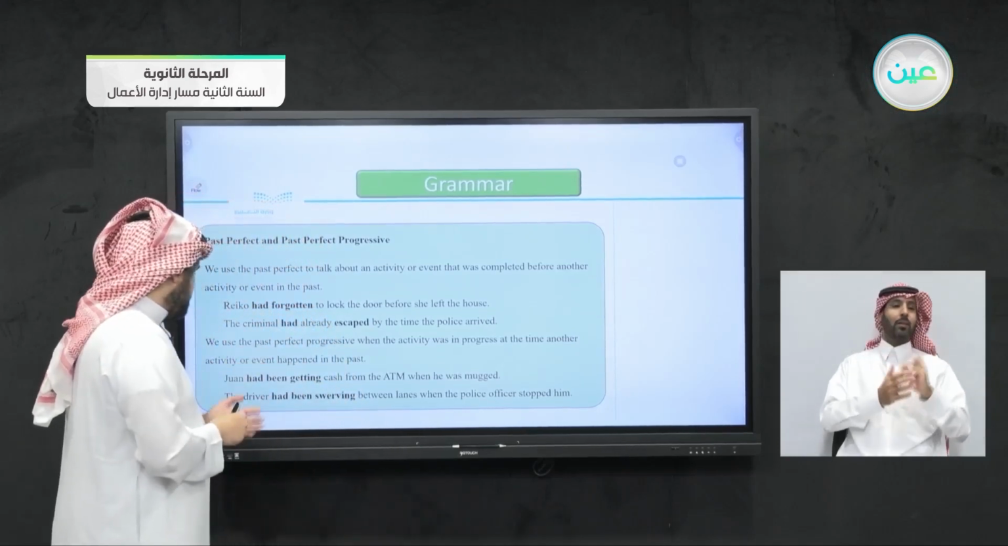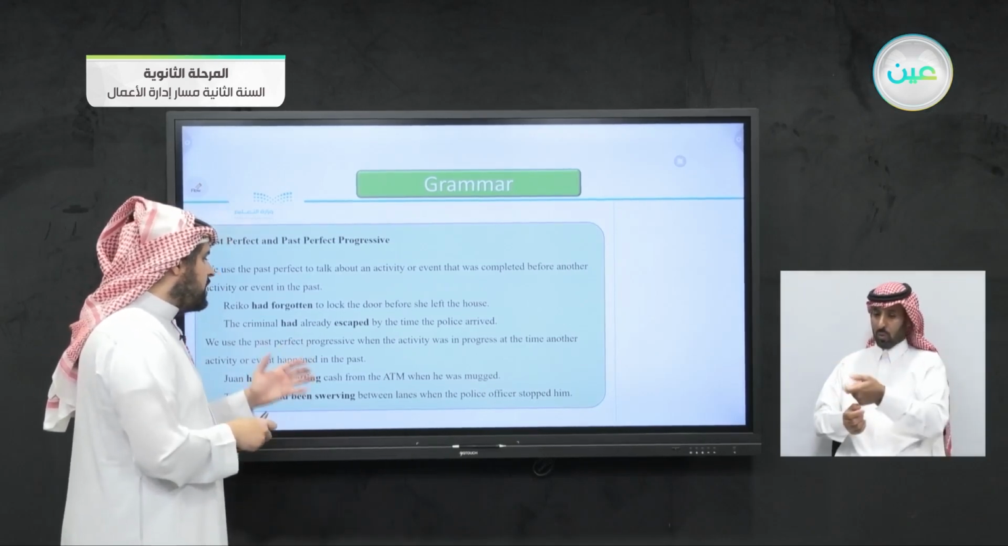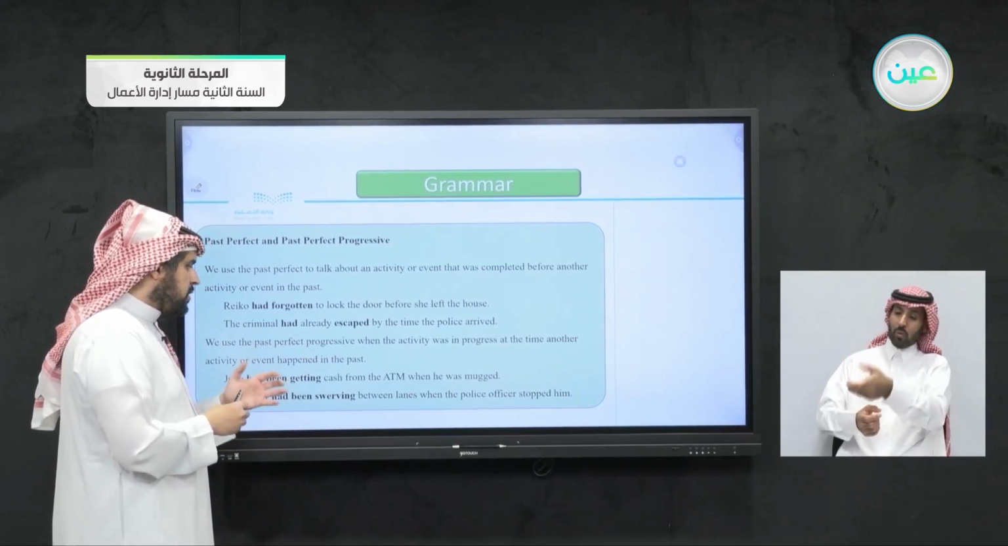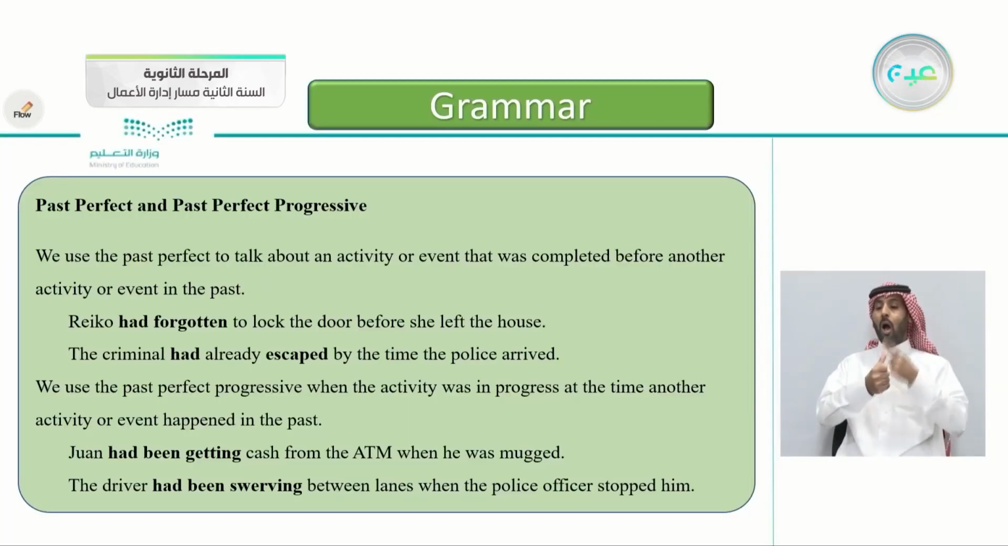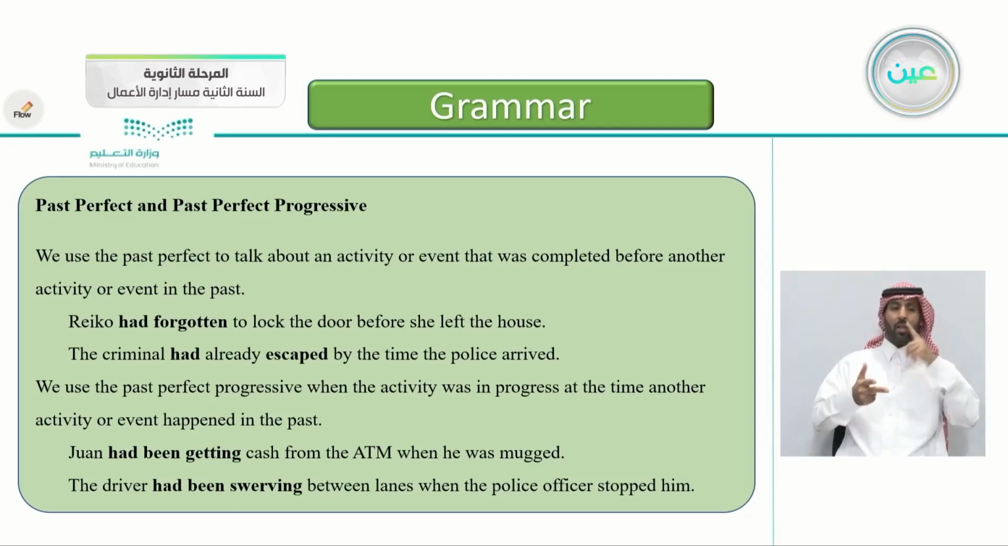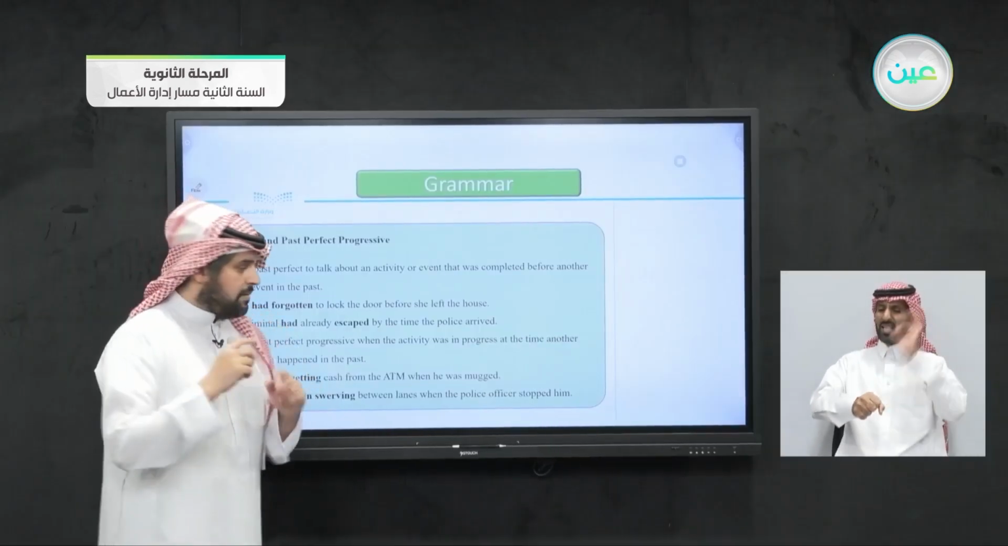Let's take some examples. Juan had been getting cash from the ATM when he was mugged. Both of the events are in the past. Juan was standing. He wanted to withdraw money from the ATM. At that time, he got mugged. So we have two actions that happened at the same time.